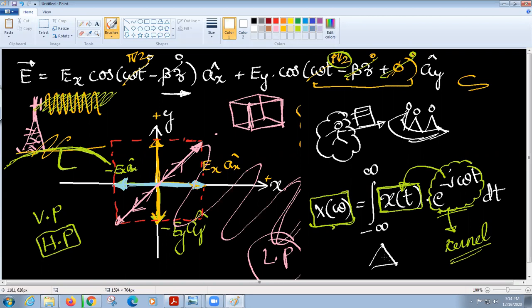And way back, Sir Isaac Newton did this experiment. He took a prism like this. You might have done this in your ICSE board or CBSE class, whatever. If we incident white light on this prism, then what happens? Then you could see a spectrum of colors at the other end. That is what we observe. That means this prism is acting like the kernel e power negative j omega t. This white light is like x of t, and now you're seeing a spectrum of colors. This is like x of omega.